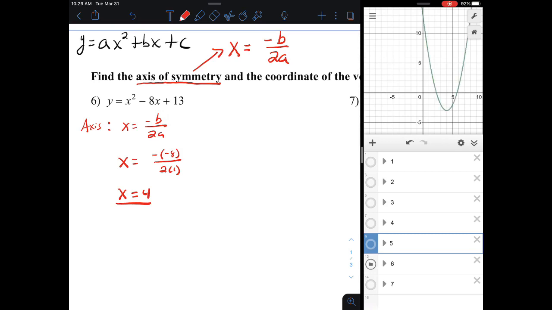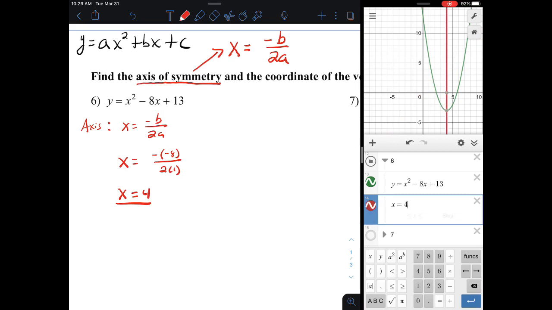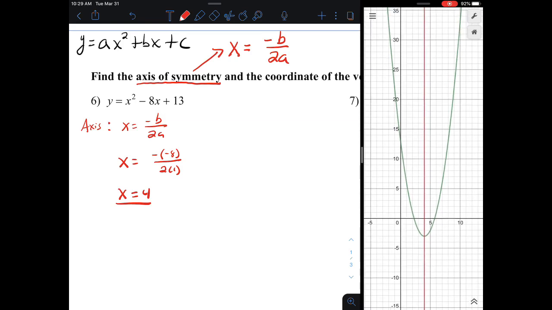So let me pull up the graph here, number 6. And I see the parabola and the way it goes. And so I'm going to add another equation to this, and I'm going to graph the line x equals 4. And you look at this, and so I hide my equations here. That line splits that parabola right down the middle. That's why it's called the axis of symmetry.